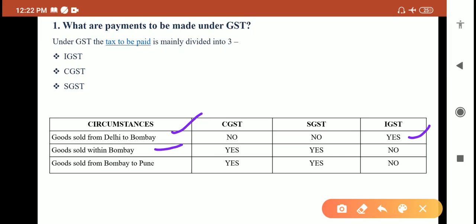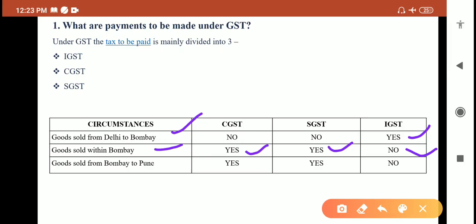So whether in these circumstances CGST is applicable? Yes. And SGST is also applicable. What about IGST? No. IGST is not applicable. Why? Because the transaction is an intrastate transaction. Intrastate means that supply of goods and services is made within the state, so that is considered to be an intrastate transaction, so CGST and SGST are applicable.